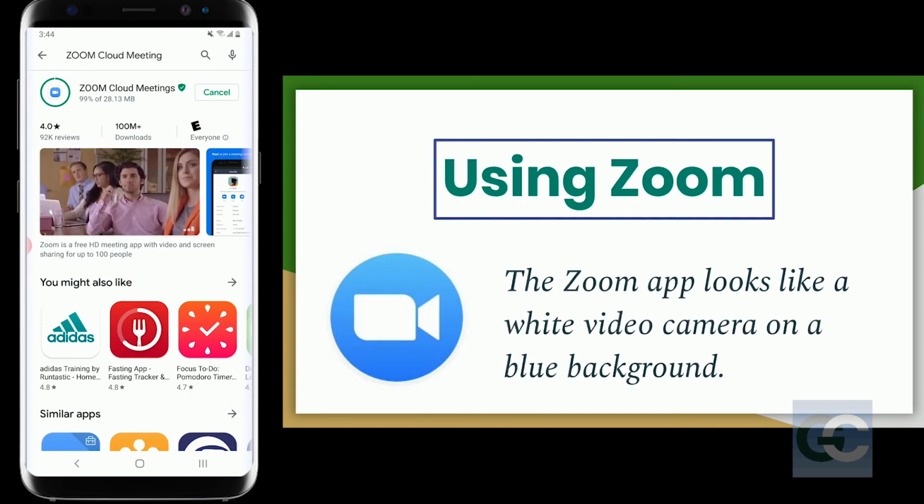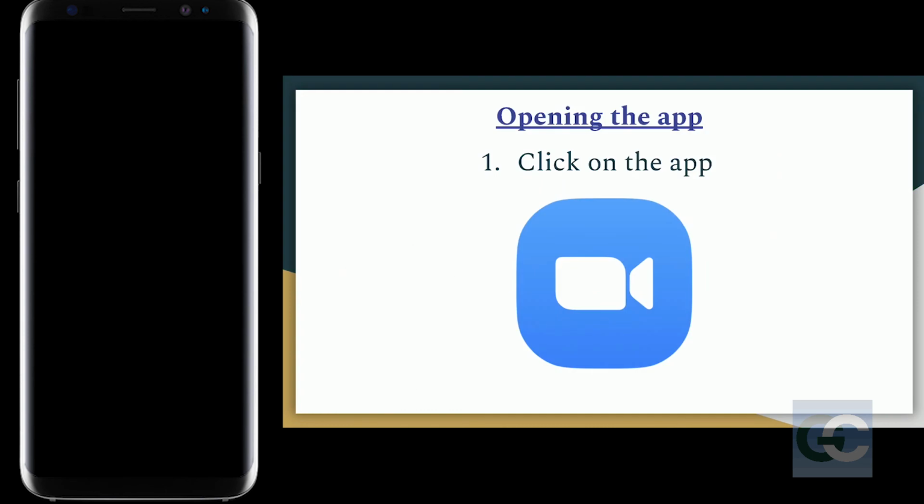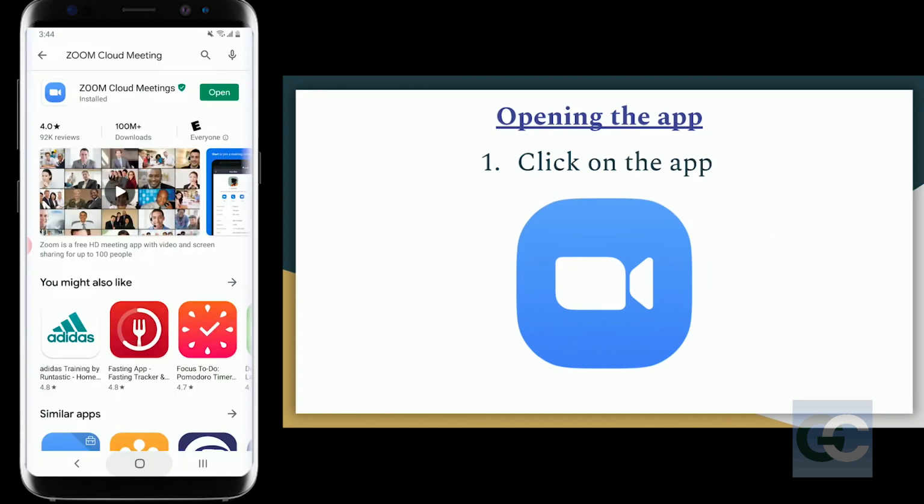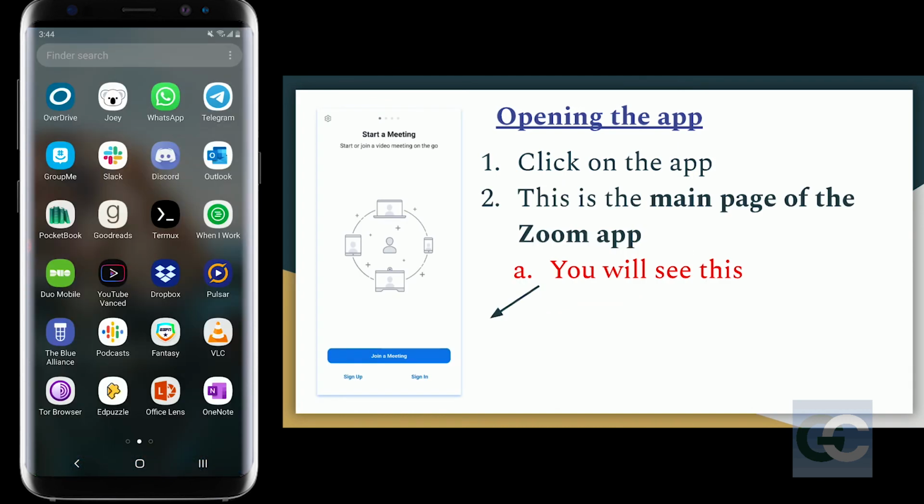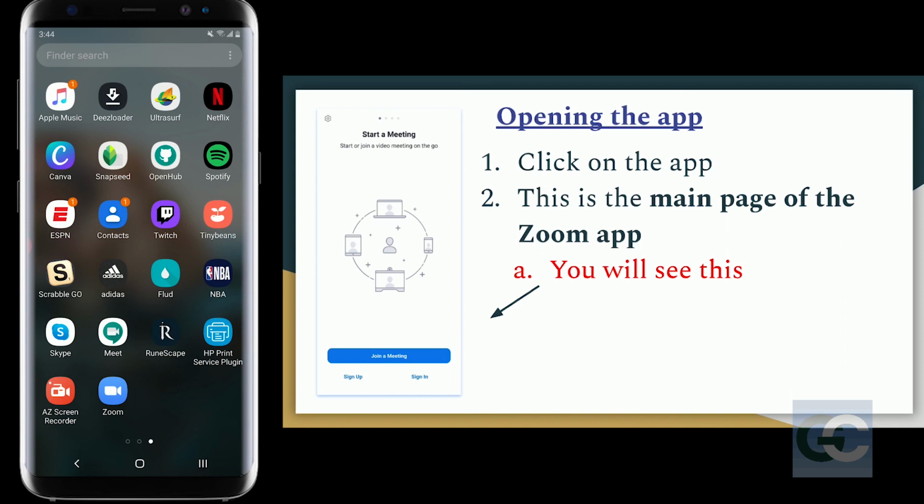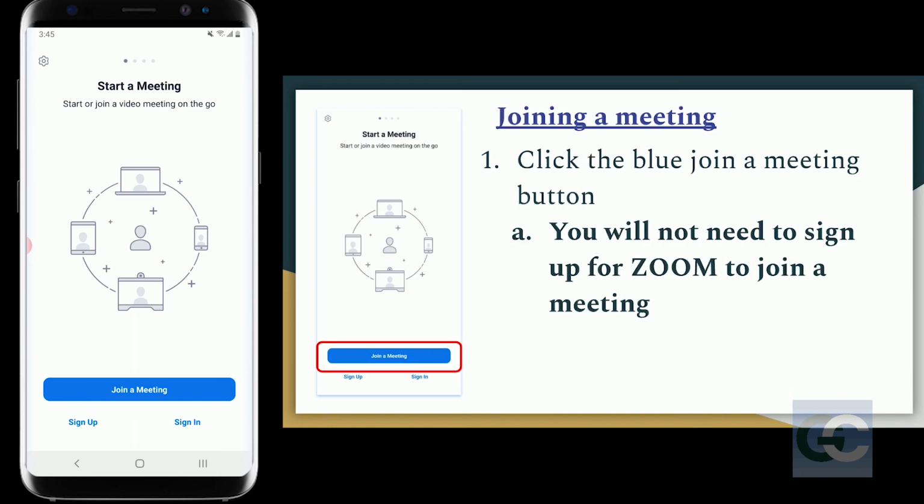Alright, now that we have Zoom installed through the Google Play Store, we can start using it and join a meeting. The Zoom video app looks like a white video camera on a blue background. The first step is opening the app by clicking on it. Next, you will see the main page of the Zoom app. The main page is a white screen, and it has the words join a meeting on the bottom. That's what you're going to want to use. So click that join a meeting button.